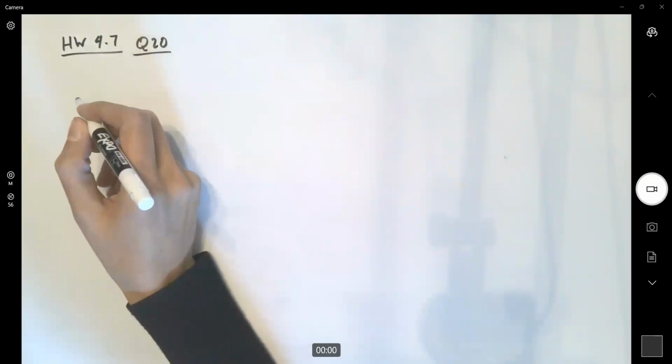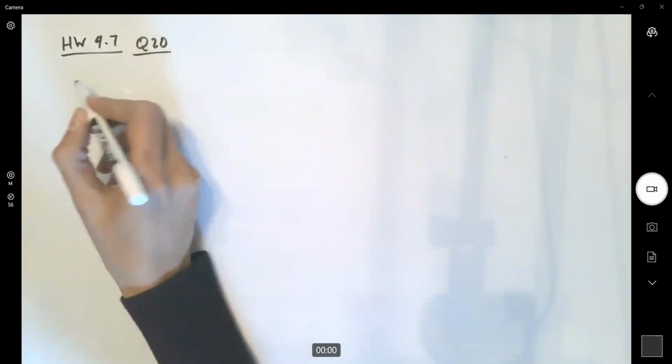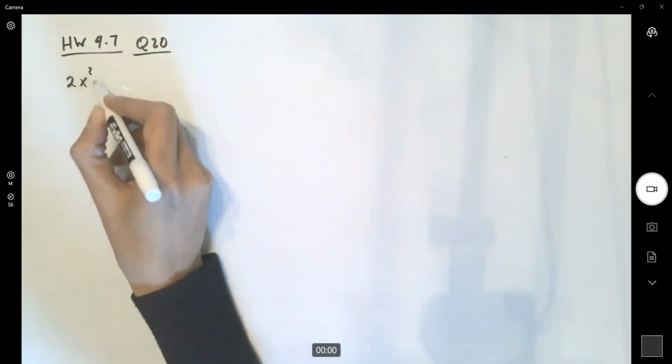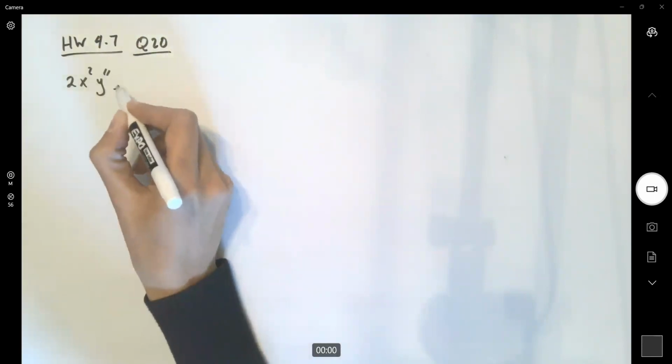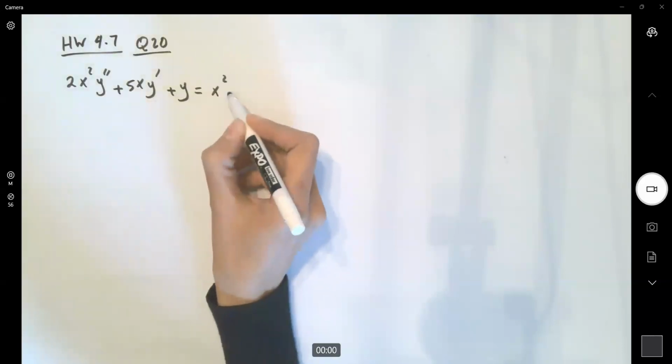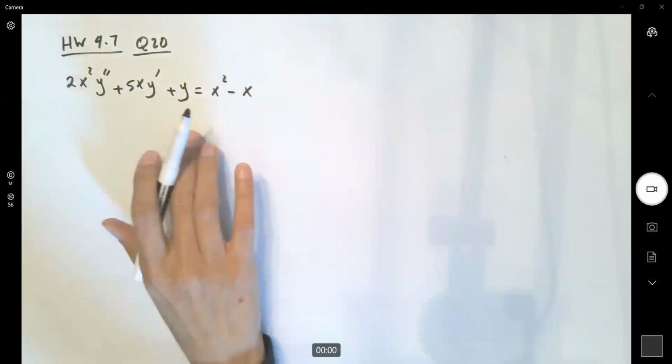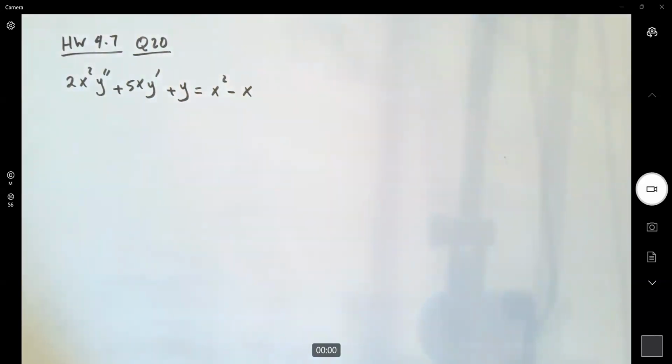Let's take a look at another question. For example, let's check question 20. Question 20 says, solve the given differential equation. Here we have 2x squared y double prime plus 5x y prime plus y equals x squared minus x. First of all, let us solve this differential equation for the homogeneous part.